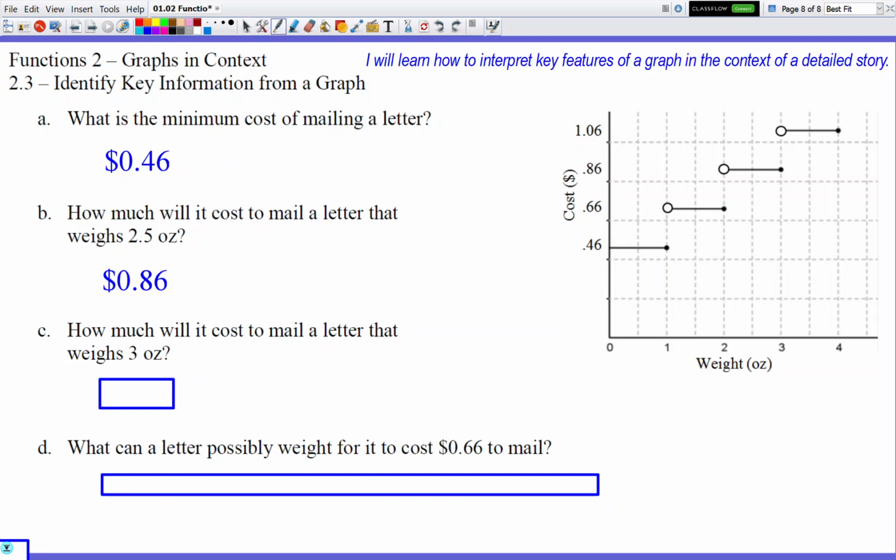How much will it cost to mail a letter that is 3 ounces? So 3 ounces right here. And I'm going to go up and I'm going to go, whoa. There seem to be 2 places where I could potentially put my dot for 3 ounces. I could put it here, or I could put my dot there. So which line is going to get the dot that's going to tell me how much it's going to cost for 3 ounces?